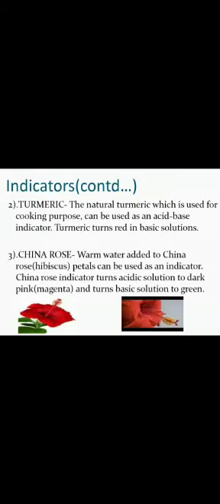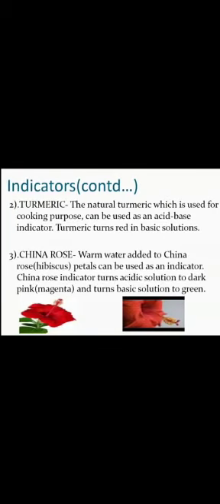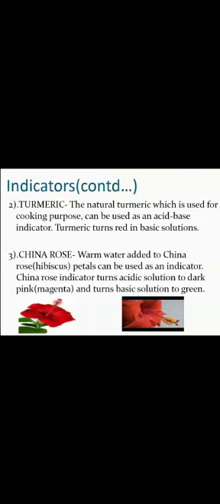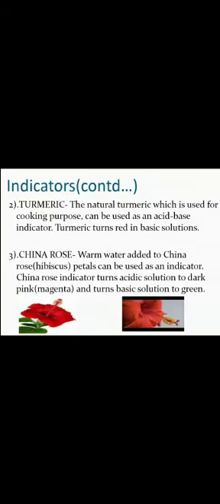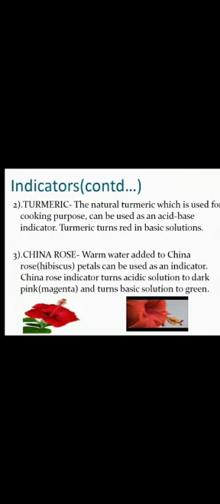Third example is China rose. China rose is the hibiscus flower. See the diagram of the flower. You all must have seen this flower. The petals of the flower, when dissolved in the warm water or in the boiling water, give us a pink color solution, and that light pink solution when added to the acidic solution gives dark pink or magenta color, and when it is added to the basic solution, it gives us green color. So different colors indicate the nature of the substance, that it is acidic or basic.